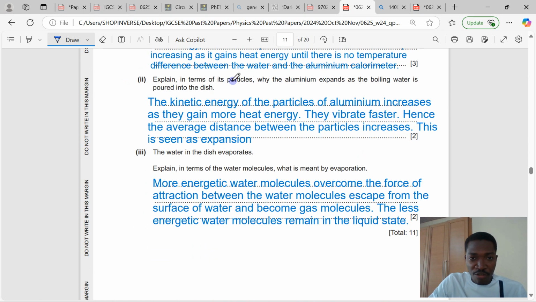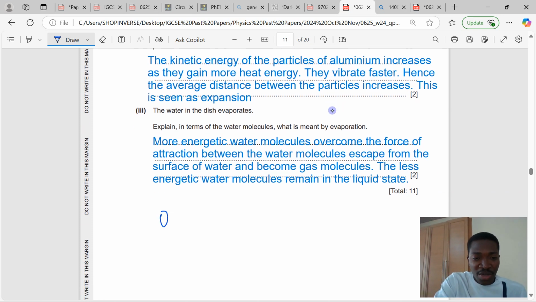Explain in terms of particles why aluminum expands as the boiling water is poured into it. Why would aluminum expand? Because the kinetic energy of the particles of aluminum increases as they gain more heat. And once kinetic energy is increasing, what happens? The particles vibrate faster. And if the particles are vibrating faster, the distance between particles increases. That increase in distance between the particles is observed as expansion.